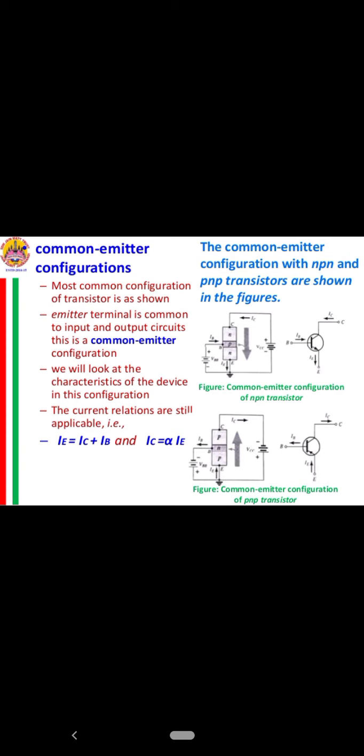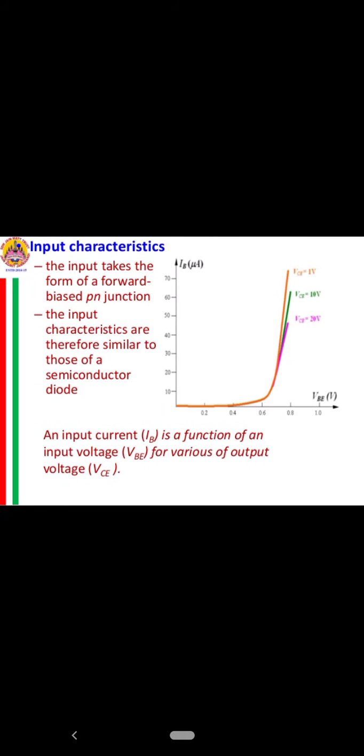The current relations are still applicable, that is IE is equal to IC plus IB and IC is equal to alpha IE. The common emitter configuration with NPN and PNP transistors is shown in the figure. The first figure is the common emitter configuration of NPN transistor and the second one is the common emitter configuration of PNP transistor. This is the input characteristic curve for the common emitter configuration.